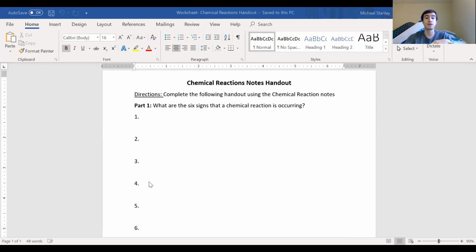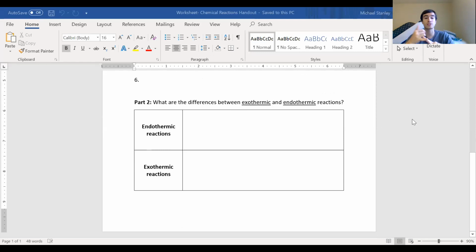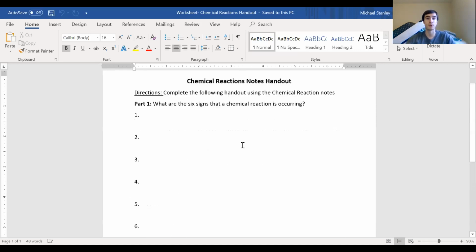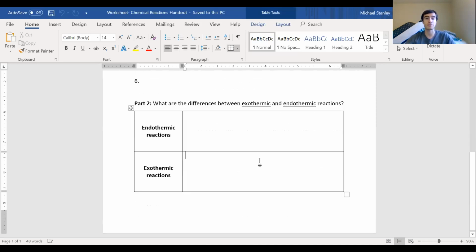All I want you to do here is list the 6 different ways that you can tell if a chemical reaction is happening. For the second part, we just talked about exothermic and endothermic reactions. So all I want you to do is write down the differences between what an endothermic reaction is and what it does, and what an exothermic reaction is and what that does. So pretty short notes and hopefully pretty straightforward homework. 6 signs that a chemical reaction is occurring and major differences between endothermic and exothermic reactions.